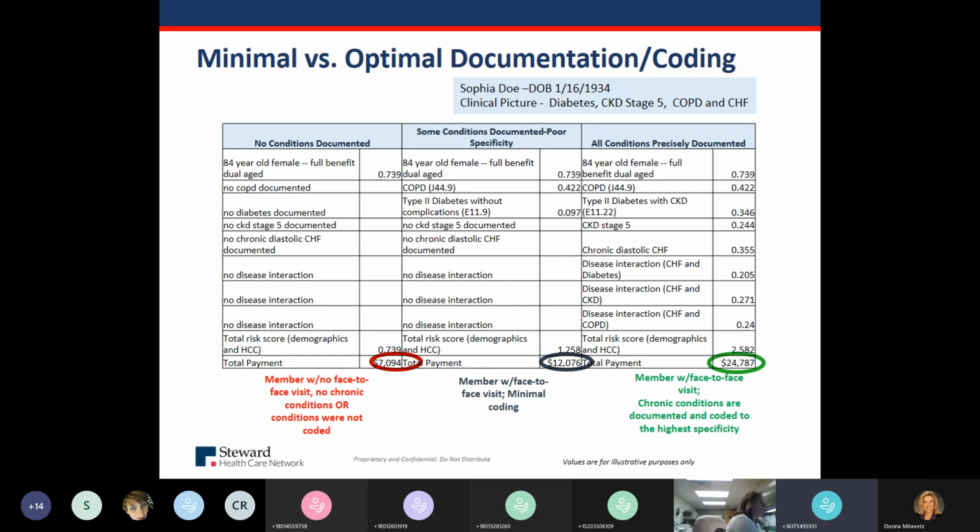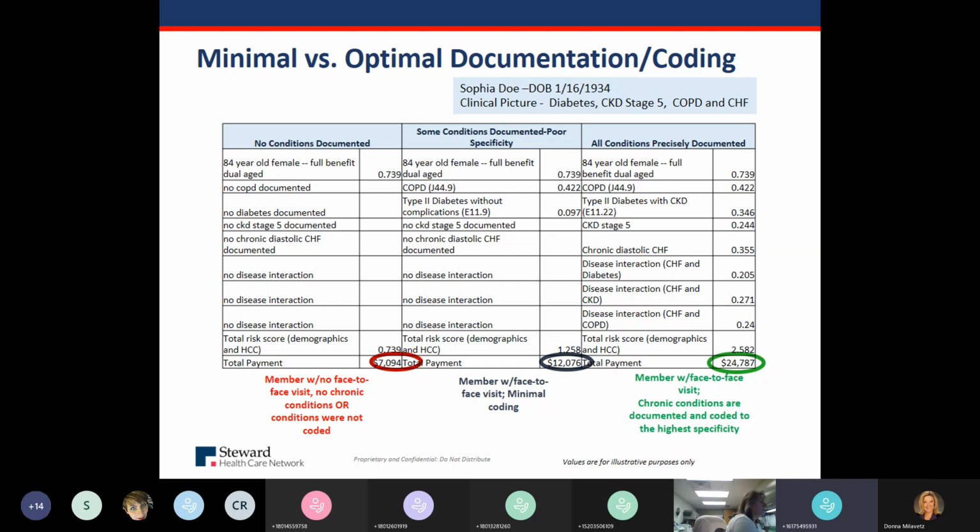In the middle column, some of the conditions were captured, but not to the highest specificity. COPD was captured, and type 2 diabetes was captured, but without complications. And we know from the clinical picture there are complications due to the diabetes. So that actually left us with a total of $12,000 in the budget for that patient. Over to the right, all conditions were precisely documented based on the clinical picture. So COPD was captured, and the type 2 diabetes was captured and linked to the chronic kidney disease.